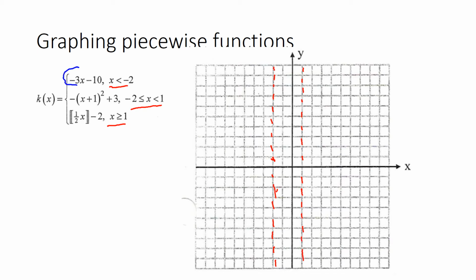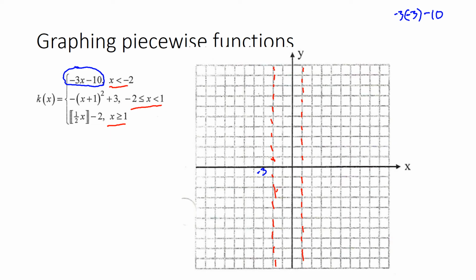For our first graph, this would be everything to the left of -2 because it says x is less than -2. We can substitute values on this side of the graph. For example, -3 is on that side of the graph. So if we wanted to, we could do -3 times some value of x, subtract 10. That's what the function says. But remember, we're substituting -3. We're trying -3 because it's on that side.